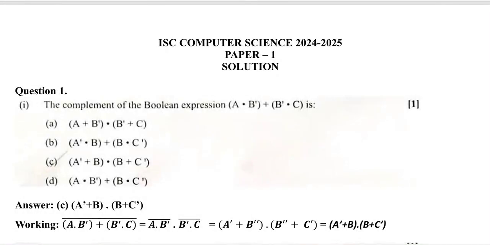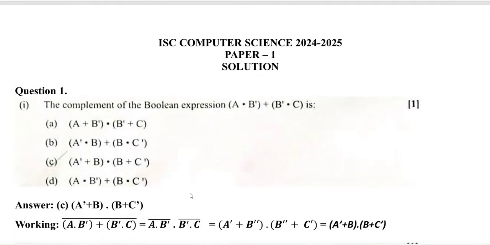As the theory paper is divided in Part 1 and Part 2. Part 1 consists of compulsory questions, from which the first part is MCQ questions. So as you can see, question 1. The question here is: the complement of a Boolean expression a dot b bar plus b bar dot c is, 4 options are there. What will be the correct answer? I've given the answer. Option C is the correct answer, which is (a bar plus b) dot (b plus c bar), and both the terms are within the bracket.